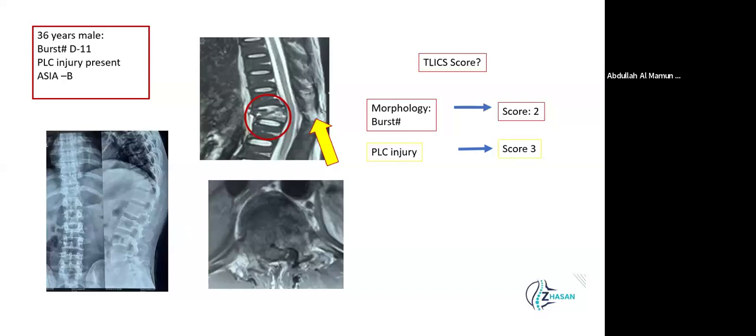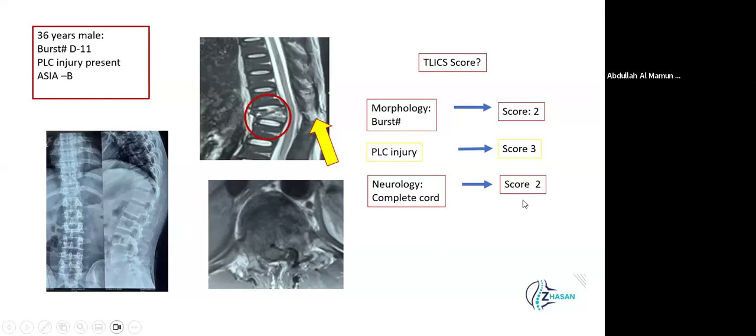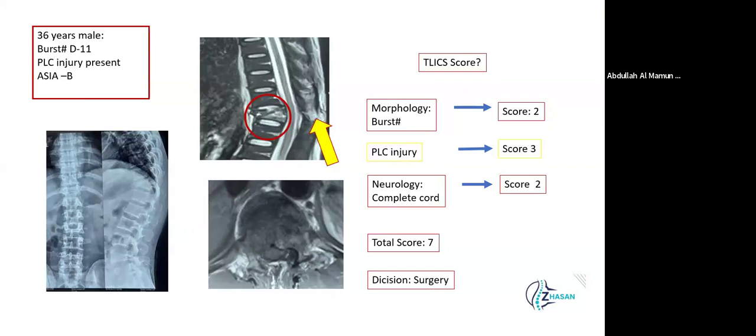Yes, he is right. But there is a printing mistake. I think it is not complete cord injury. It is incomplete. If it is ASIA A, then it is complete cord injury. Okay, the scoring is right. So this is 3 actually. Score is 8, and the decision is still surgery. Right? Yeah, right. Correct. Sorry for my mistake. Okay, no problem.